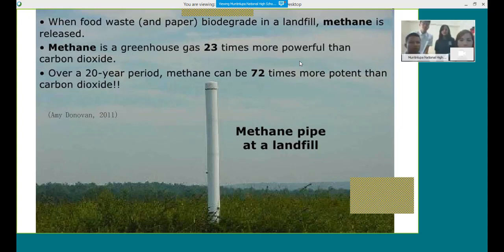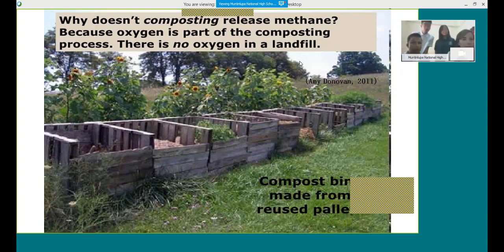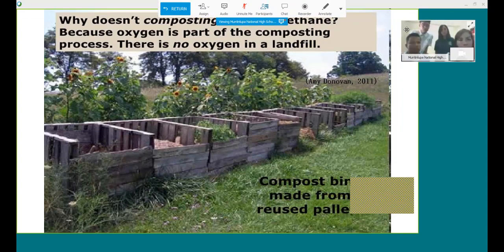When food waste and paper biodegrade in a landfill, methane is released. Methane is a greenhouse gas 23 times more powerful than carbon dioxide. Over a 20-year period, methane can be 72 times more potent than carbon dioxide. So methane is one of the compounds in the landfill, and it becomes one of the major pollutants in the atmosphere. Does composting release methane? No, because oxygen is part of the composting process. There is no oxygen in the landfill, according to Amy Donovan.